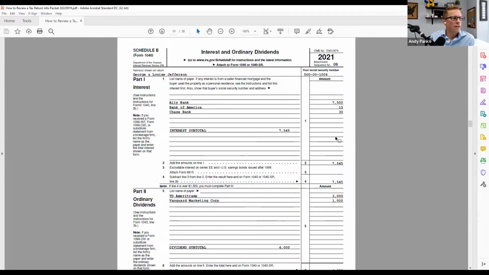Schedule B, this is further info behind the interest amounts. Like I said, the example I gave, they got $7,500 in interest from their Ally bank account. Do the math. If interest was 1% last year on average, this means they had $750,000 of cash at Ally. Planning opportunity, is that too much? Even if they're super conservative, holding that much cash could be a drag for them.